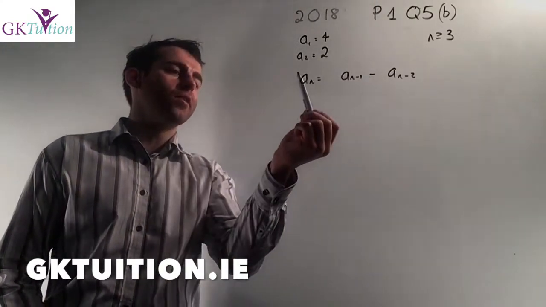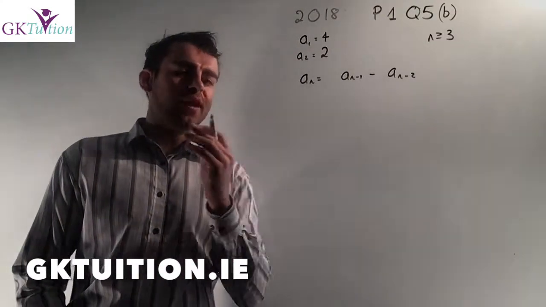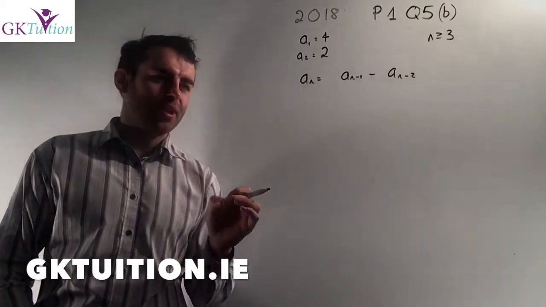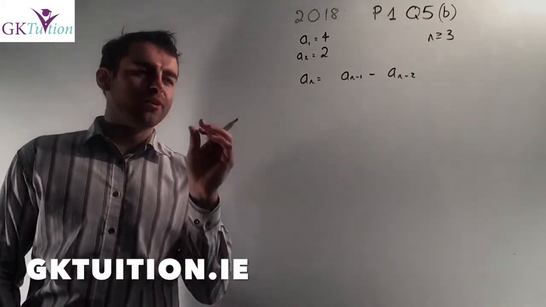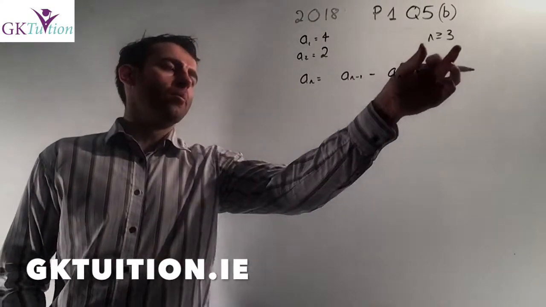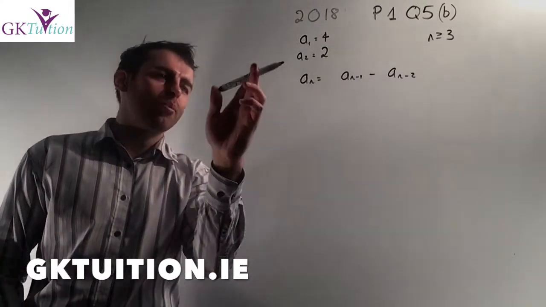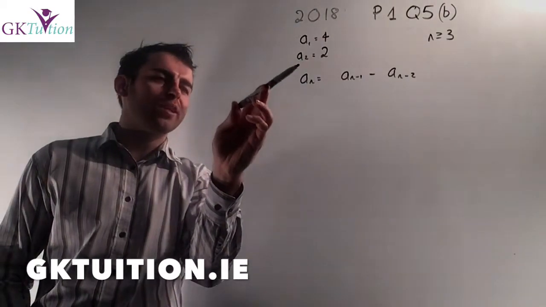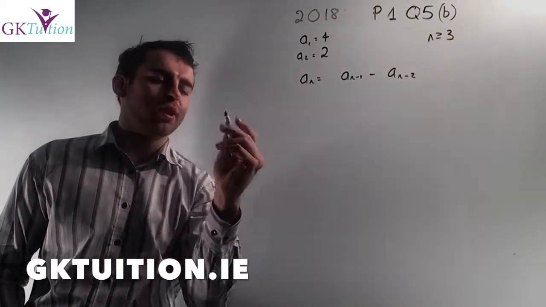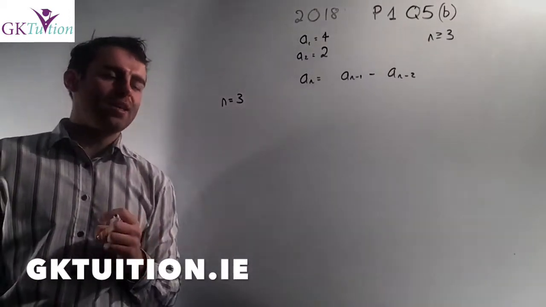In other words, I can find A3 because I know A2 and I know A1. Now, they've asked me to find the next 6 terms. For me, the most important thing here is you need to be very clear what you're subbing in for N each time. I'm going to start off by subbing in N equals 3. It told you that in the question, but obviously if you already know A1 and A2, the next one you want to find is A3. So you should write it out each time. You're subbing in N equals 3.